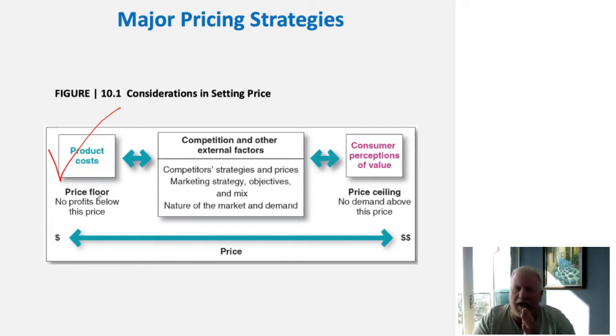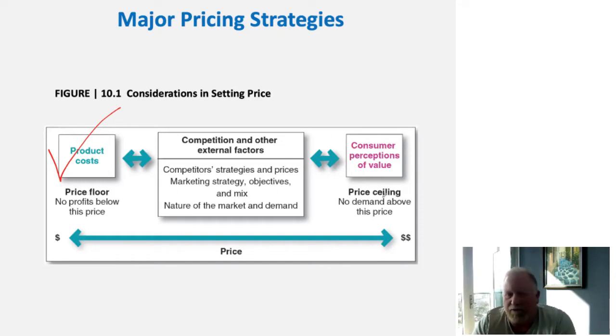Assuming we charge any less than that cost, we start to lose money on the sale of every unit of that product. So that's what we call the price floor. We generally speaking do not want to go below a price floor on any one product because we'll be losing money on the sale of that product. So that's the lowest we could go on a product.